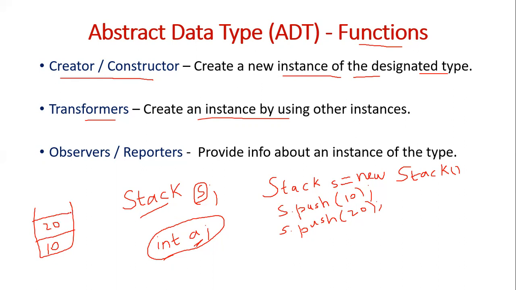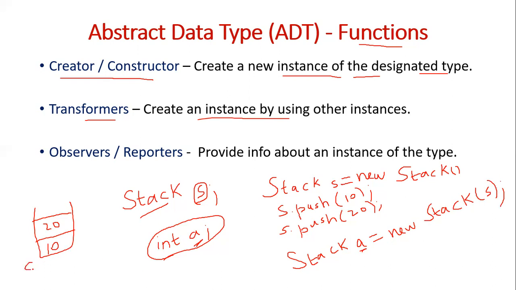Say that now I want to create another stack which is just a copy of s. Then I can create it like this, if the particular programming language supports it: Stack a = new Stack(s). So what does it mean? It means that a is a new stack, but it is the same as s.